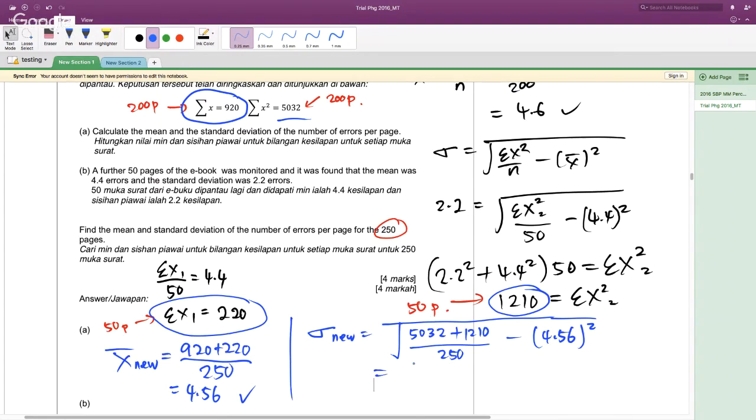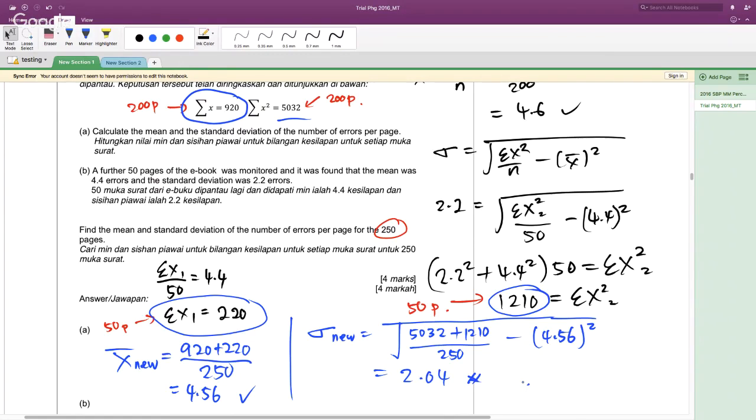All right, this is how I solve this kind of question. 5032, plus 1210, divided by 250, minus 4.56 squared, and then square root the answer. Your answer should be 2.04. This is how we find the new mean and new standard deviation.